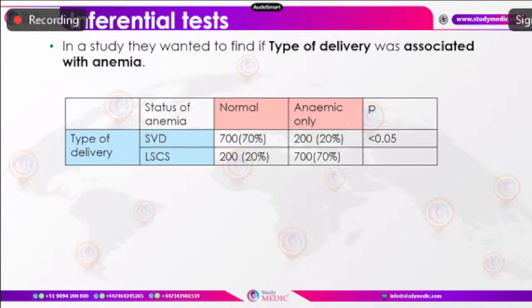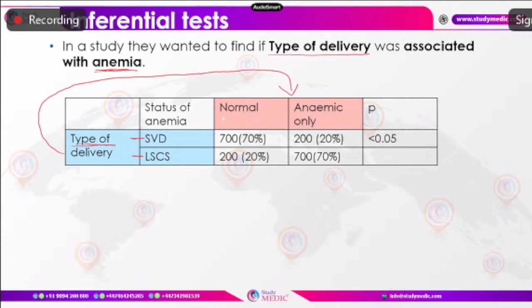Now, in a study, they wanted to find if type of delivery is associated with anemia. So the objective is to find whether the type of delivery, which can be either spontaneous vaginal delivery or lower segment cesarean section, right? Now this type of delivery is a categorical variable. Whether this type of delivery is associated with the status of anemia.